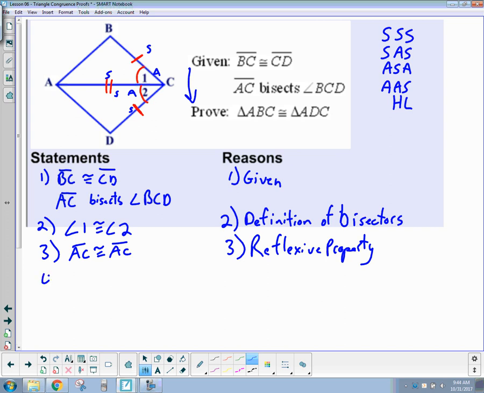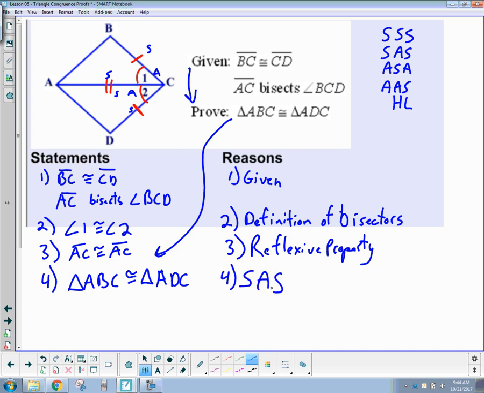Now, the fact that I have all this stated and given, I can go straight to my proof, which is going to be triangle ABC is congruent to triangle ADC. Reason: side, angle, side. And we just talked about it. Excellent, excellent. Let's take a second, jot that down.